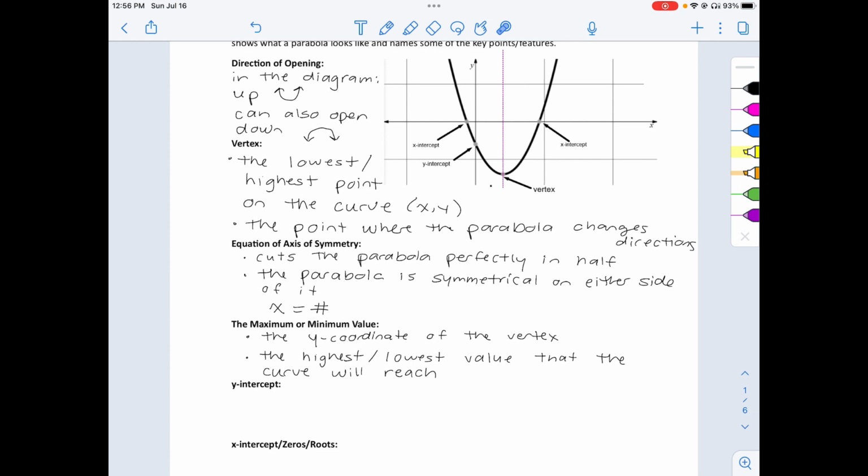So those three, the vertex, the equation of the axis of symmetry, and the max or min value, are related in the sense that you can get the information. If you know the vertex, you can easily tell the equation of the axis of symmetry as well as the max or min value.